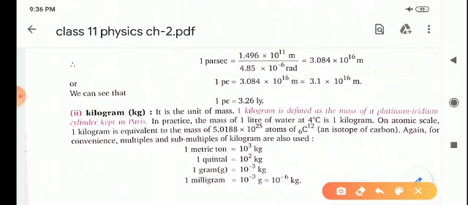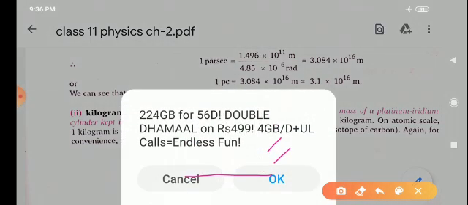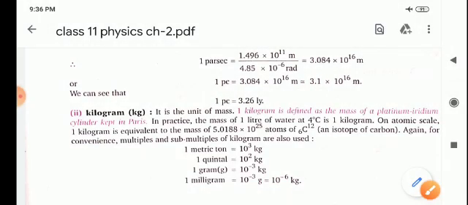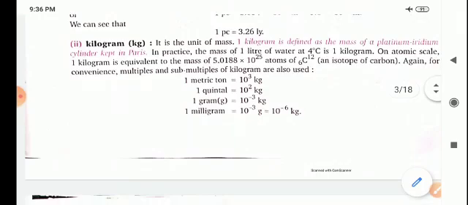Units of mass: 1 metric ton is equal to 10 power 3 kilogram. 1 quintal is equal to 10 power 2 kilogram. 1 gram is equal to 10 power minus 3 kilogram. 1 milligram is equal to 10 power minus 3 gram, which is 10 power minus 6 kilogram.